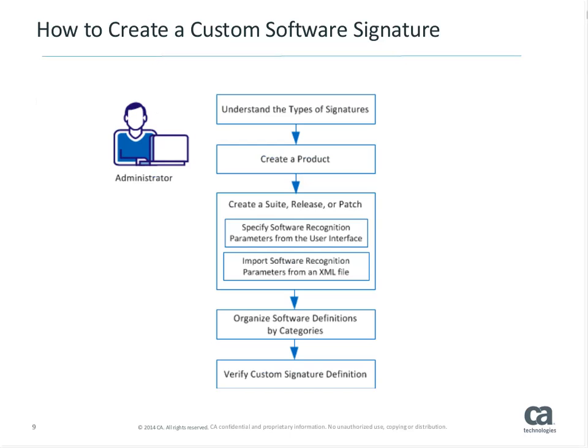Okay, so looking at what is a software signature, you have types of signatures. You can create a product, a release, a patch, or a suite, and they all become categories of each other through the hierarchy. And then you would create your signatures, and you can also look at what your custom signatures are in the GUI.